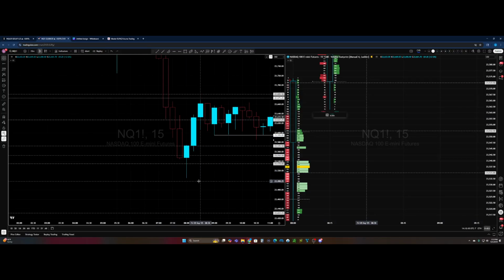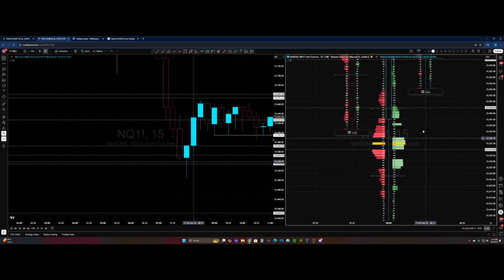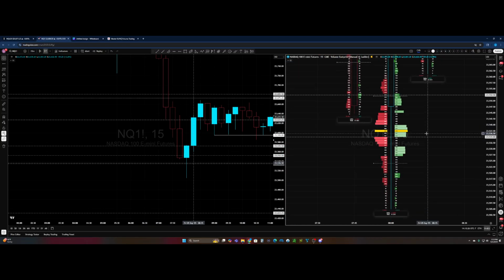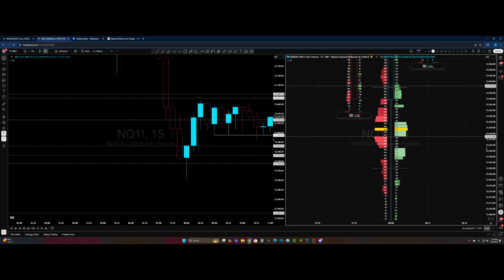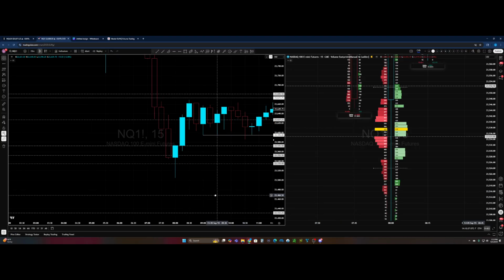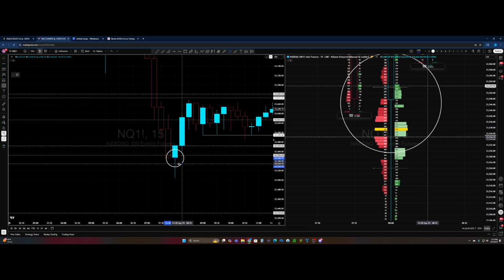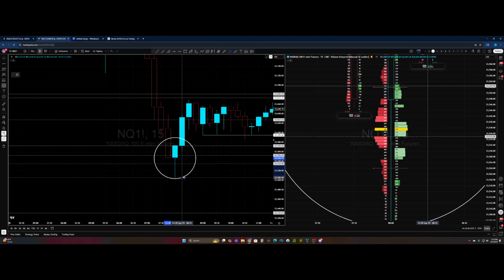Now, moving into a cluster of support, I've just added two elements to this trading. Because trading is all about finding an edge, and finding an edge means how can I stack multiple factors that will give me the best probability for a trade. Now, I'm going to mark this down as my area of interest.